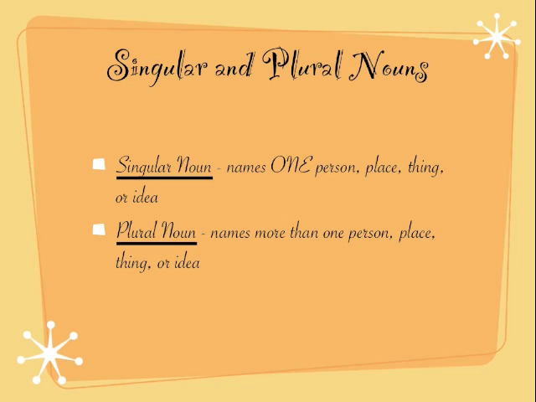Okay, this week, the first kinds of nouns we're going to talk about are singular and plural nouns. A singular noun, as you guys might have guessed, names one person, place, thing, or idea. And plural nouns name more than one person, place, thing, or idea. So that means there's 2 or more to make it plural.